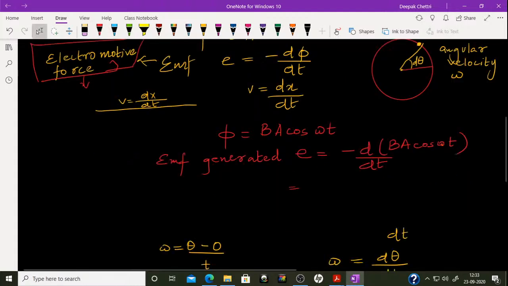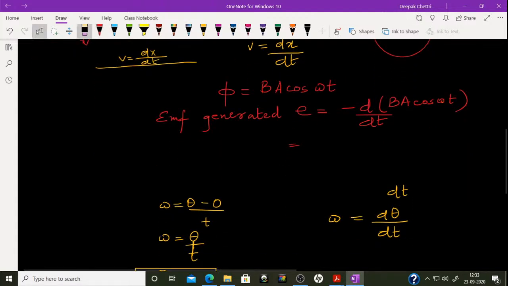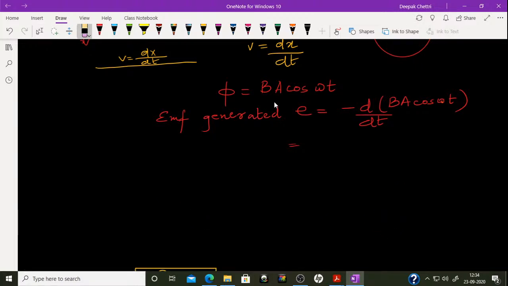Now let us differentiate this. I hope you know a little bit of differentiation from maths. So B is constant, it will come out, the minus is there, B is constant, comes out, area is constant, that will also come out, the rest of the things will stay inside. So you will get d by dt of cos omega t, right?